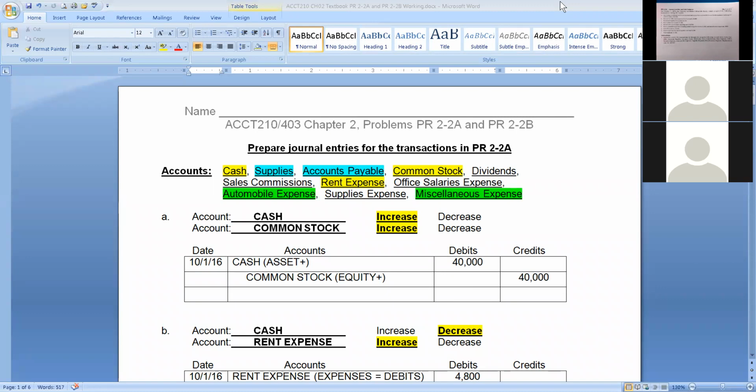Professor, I checked the book and it's on page 100 for our homework. Okay, page 100. Now, is that 2-2A or 2-2B? It's 2-2B. Okay, so 2-2B on page 100. Thank you.